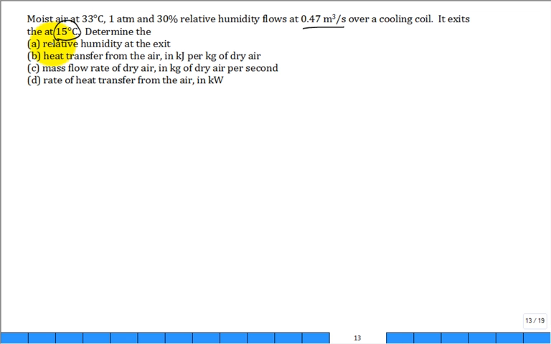Now, unfortunately, I'm going to have to jump to another slide and back and forth as we work this problem. But it's 33 dry bulb, 30% relative humidity, and they give us a volumetric flow rate. The first question they're going to ask is, what's the relative humidity at the exit? We'll have to deal with that. Then the heat transfer from the air, the mass flow rate of dry air, and the rate of heat transfer from the air. So those questions.